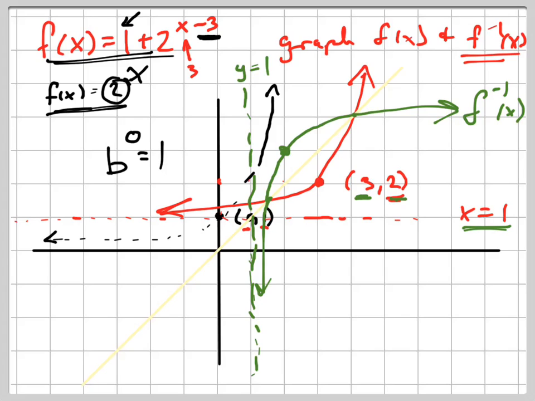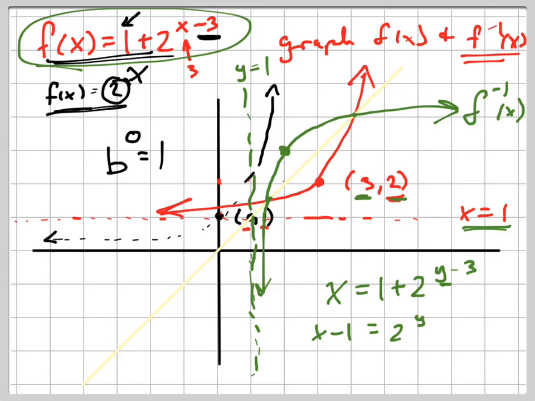There's the inverse graph. Now if you want to do it algebraically, you would take this equation, and change the x and the y, the f of x and the y. I'll do this really quickly for you. You would change them like this, and then solve it for y. So x minus 1 equals 2 to the y minus 3. How do I get this out of the exponent?